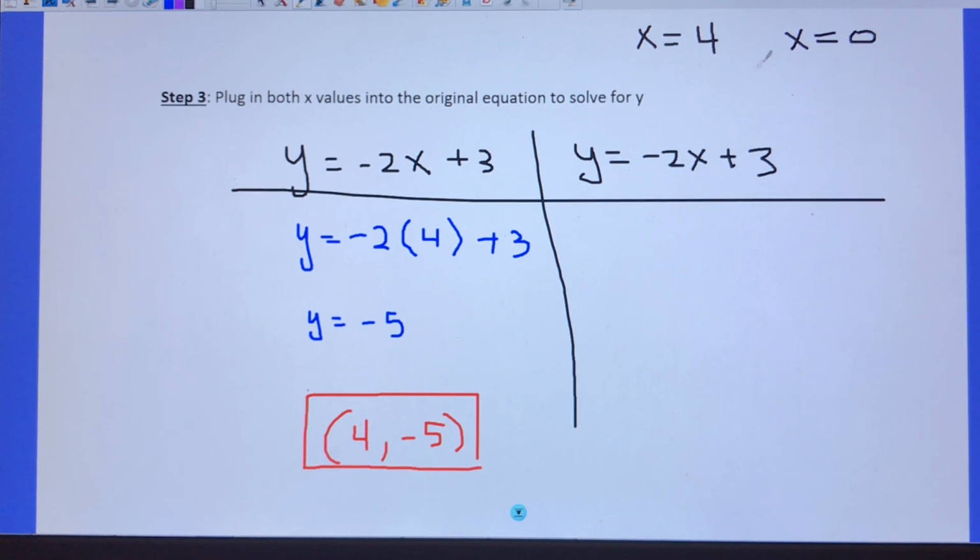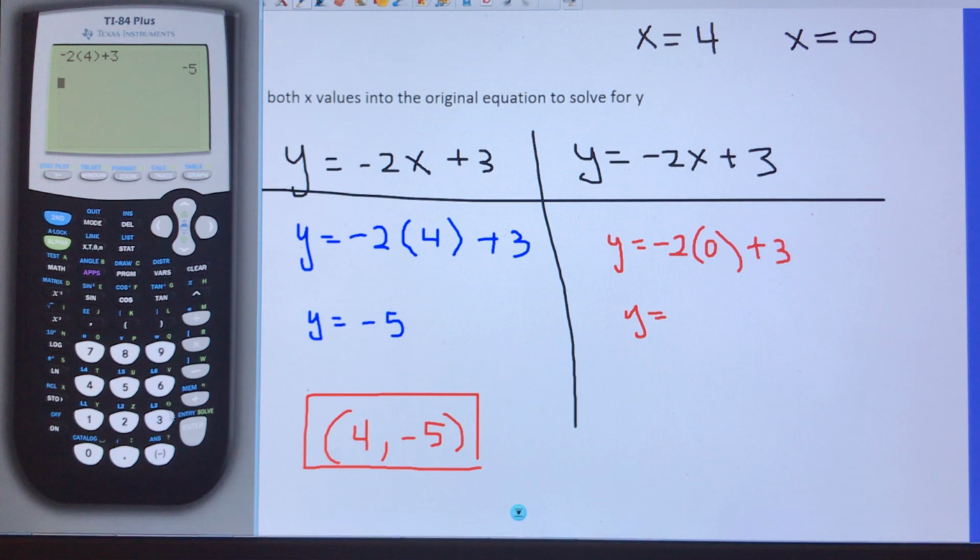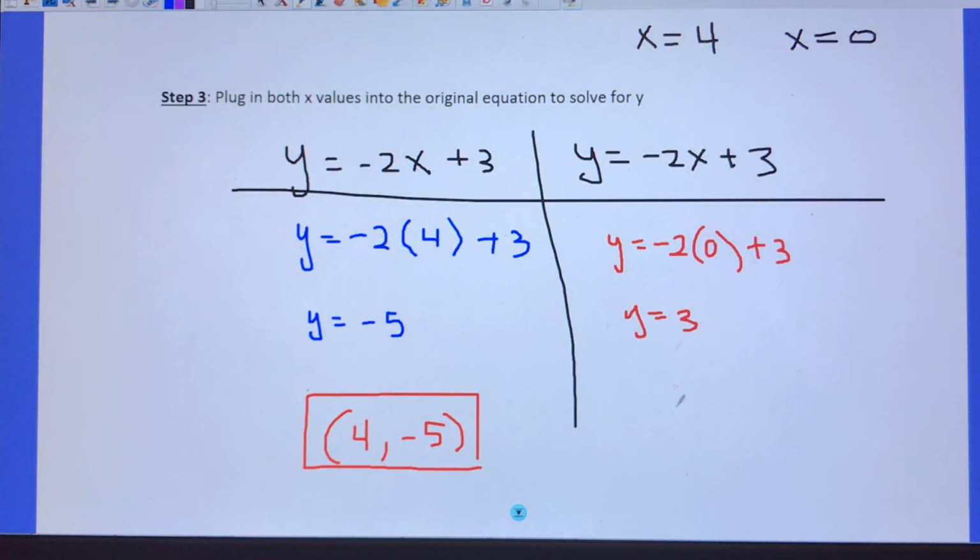And I'm going to do it again now with 0. So y equals negative 2 parentheses 0 plus 3. If I put that in the calculator, that's really easy: negative 2 parentheses 0 plus 3, I'm going to get 3. So it's going to be 0 comma 3. So here are my two answers, and if you have any questions, meet us at our office hours from 11 to 12.